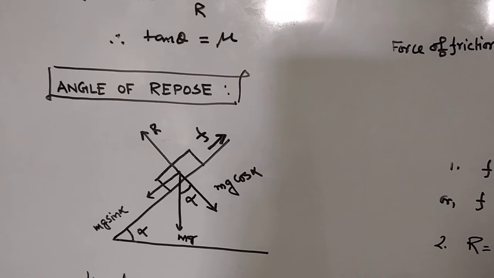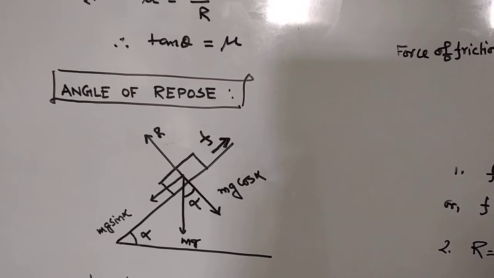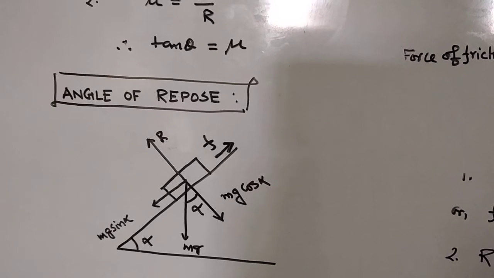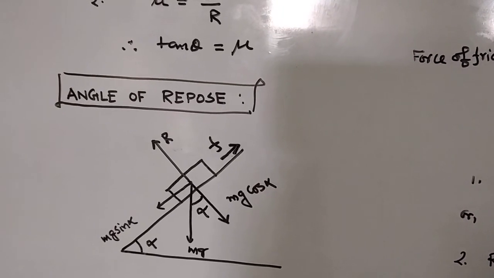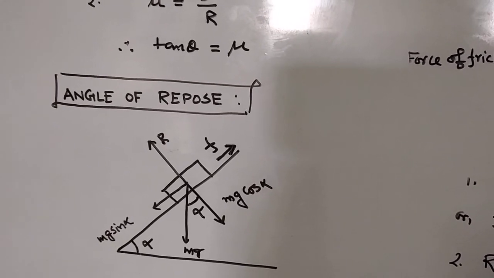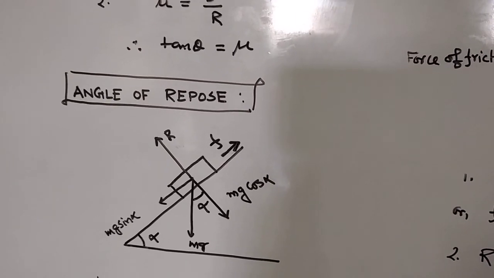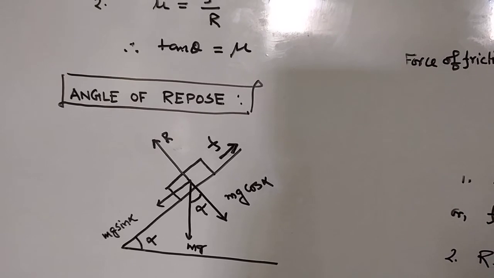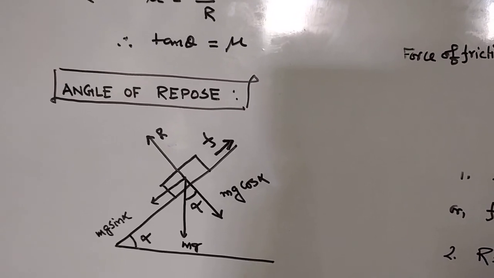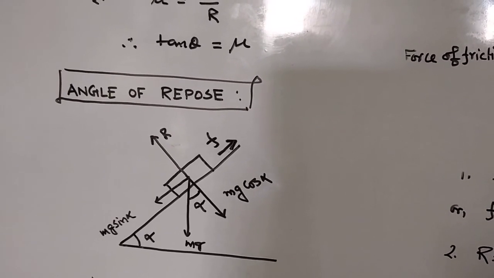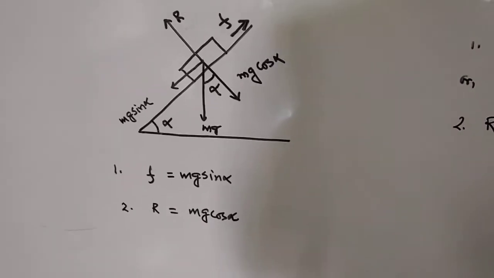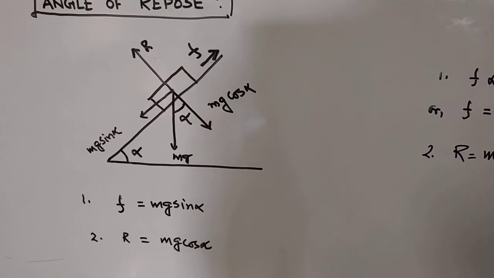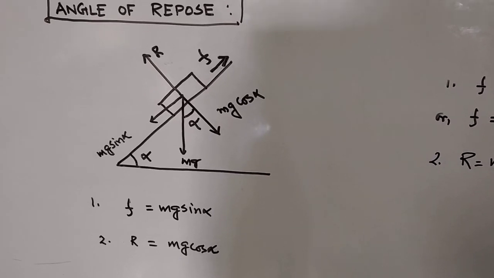So that's why if alpha is the angle made by the inclined plane, then alpha is the angle made by the weight with the opposite arrow of the normal reaction. So it has components mg cos alpha and mg sin alpha. Now if it is at the verge of sliding, then small f equal to mg sin alpha and R equal to mg cos alpha. So f equal to mg sin alpha if the object is at the verge of sliding, and R equal to mg cos alpha.